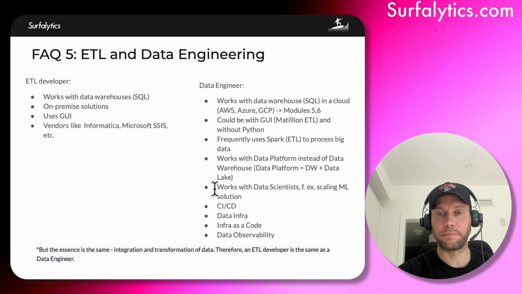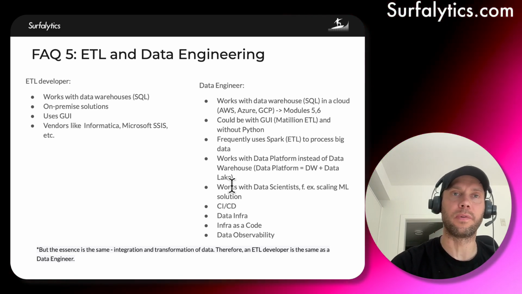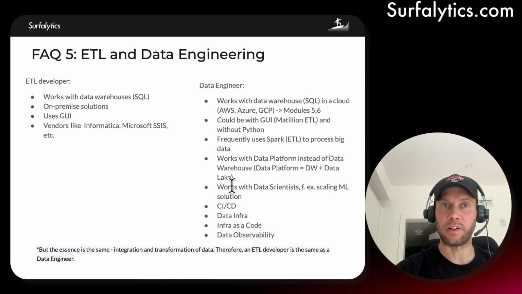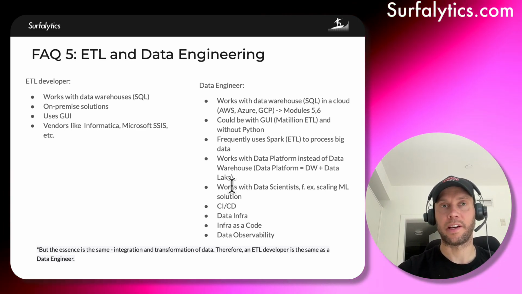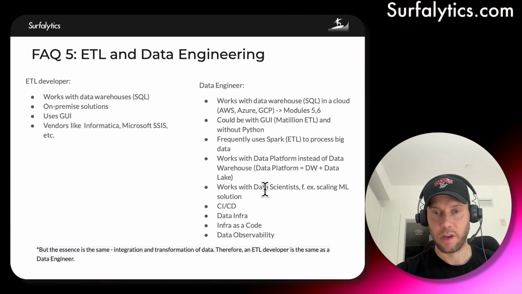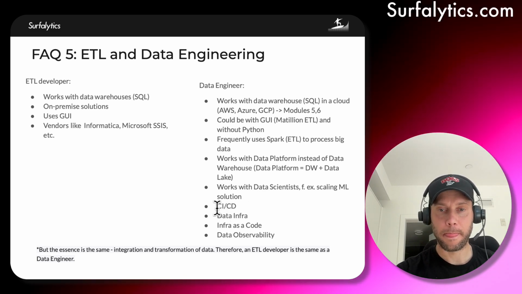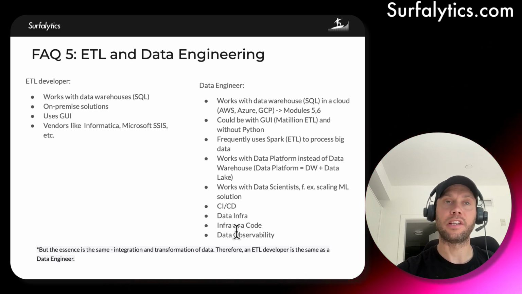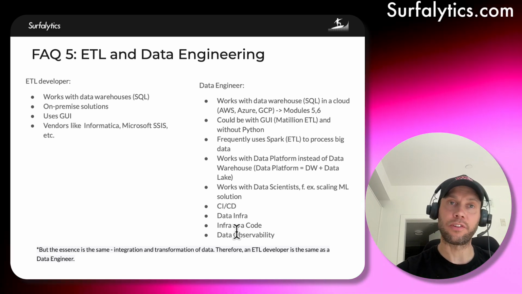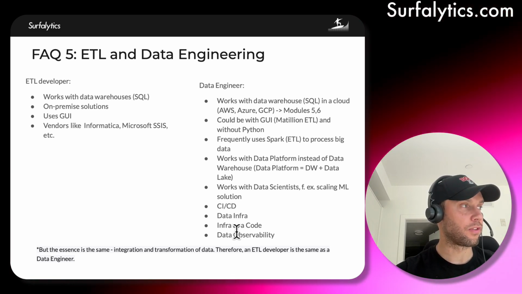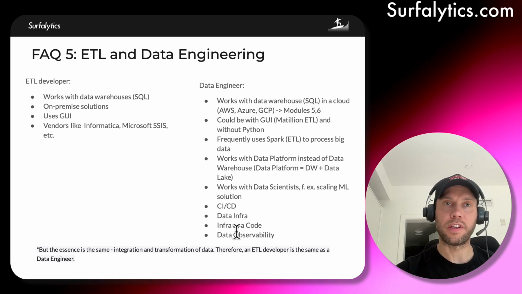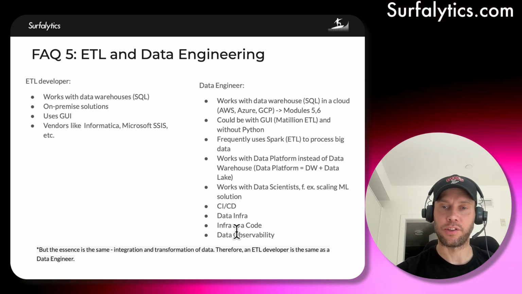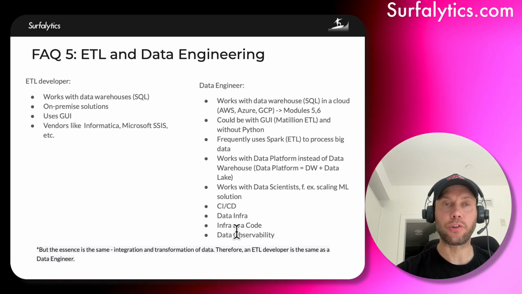Be clever in terms of how to work with data science and machine learning teams. What is a feature store? Because data engineers can prepare data for machine learning and data science and help to put the system in production. CI/CD pipelines, continuous integration, continuous deployment, data infrastructure, including networking and security, infrastructure as code. All those things are very important for a modern data engineer. And we'll talk more about this.